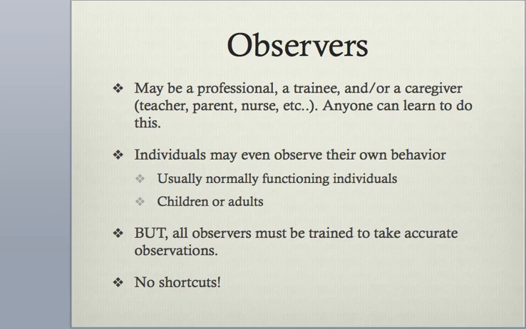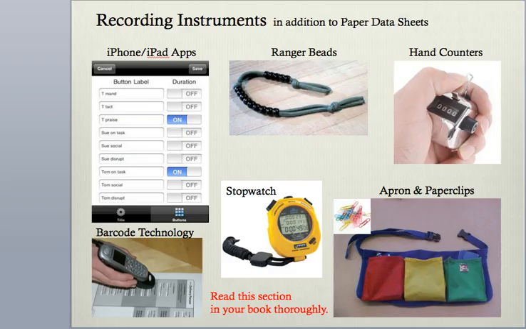But the important point here is that all observers have to be trained to take accurate observations. There's no shortcut to training, and so that's an important piece. Training and practice are two of the most important pieces of data collection when it comes to working with individual clients. There are a lot of forms of technology that can assist us in gathering data.